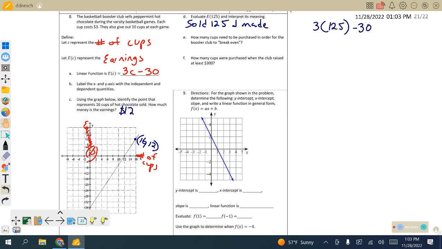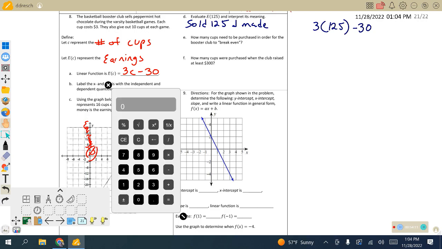Go to your calculator. This is why we've been practicing all that evaluation, when it comes into play here. 3 times 125 means I got $375, but how much did I give away? Got to account for that. So I'm not making $375. I only made $345. That will always be true. Okay.